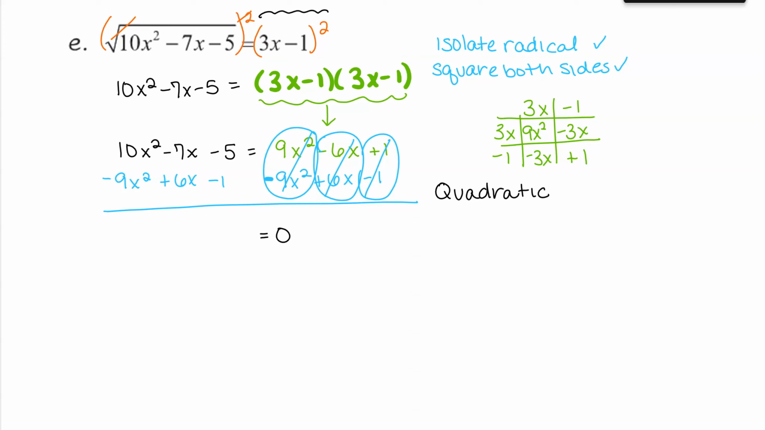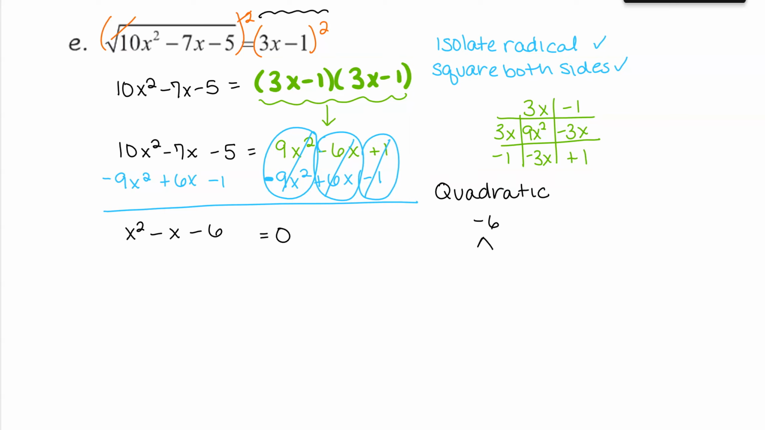The left-hand side, let's do the math. 10x squared minus 9x squared makes one single x squared. Negative 7x plus 6x is minus 1x. And minus 5 minus 1 is minus 6. So now we've got a quadratic equation. It's equal to 0. Once it's equal to 0, then you have two choices. Try to factor it or use the quadratic formula. So I'm going to factor this one.